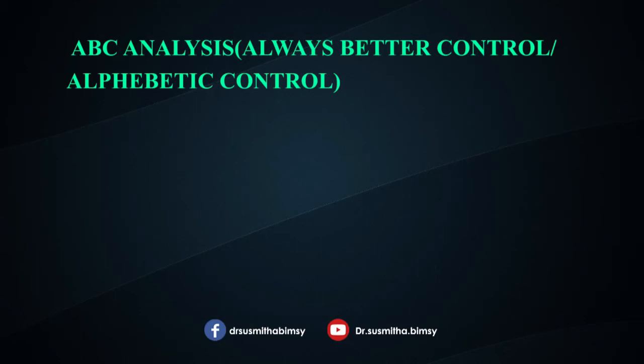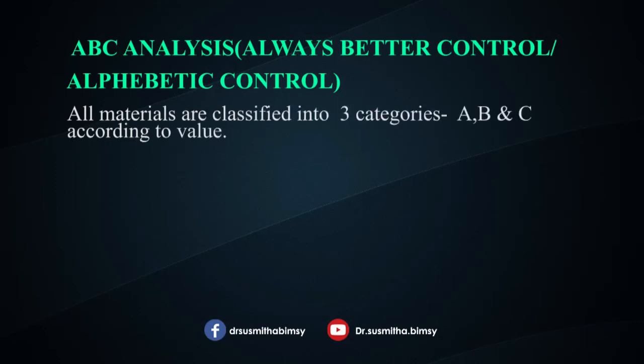We know in case of large concerns, there will be large number of items kept in the stores. So it is very difficult to concentrate on each and every item. In such situations, ABC analysis is used. The objective is to exercise better control over material. Under ABC analysis, all materials are classified into three categories, A, B and C according to value.